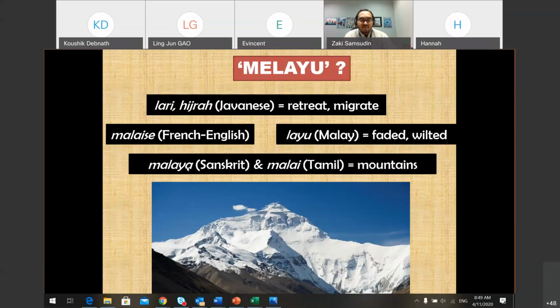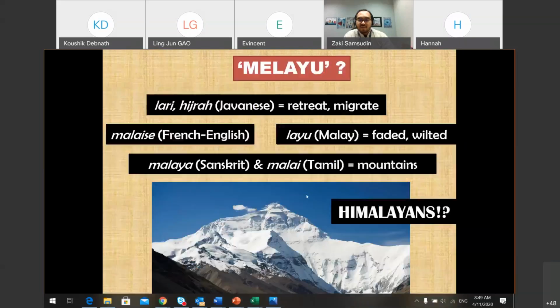Now, the other theory over here, which I think is also nice, reflects another example of a hypothesis of the origin of the Malay community. Malayu comes from the Tamil word or the Sanskrit word that means mountains. For example, Mount Everest belongs to the mountainous region in the Indian subcontinent called the Himalayas. So Malay over there refers to mountains. One theory about the origin of the Malay community says our ancestors were Indians who came from the mountainous regions in the Indian subcontinent.